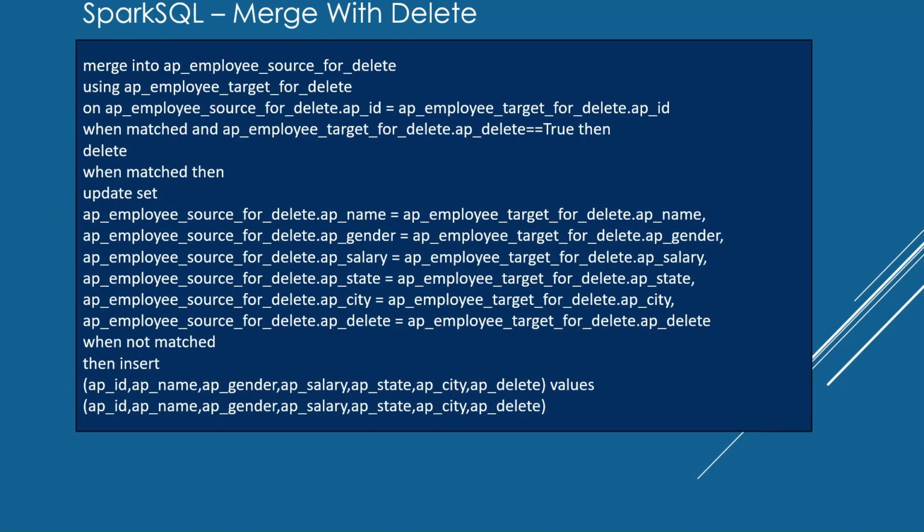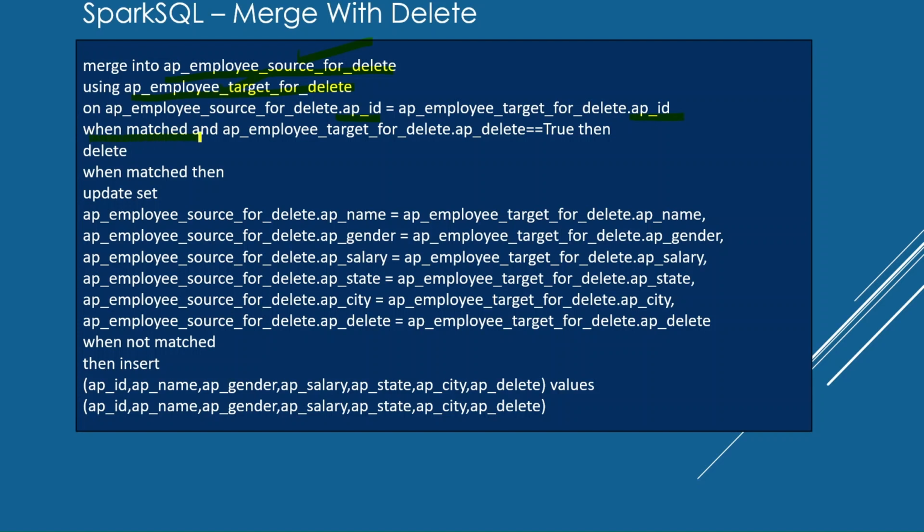So what I'm doing here, I am merging into this table. The data we are getting to merge is from this table. We are merging this target table with the source table, based on this AP ID column.